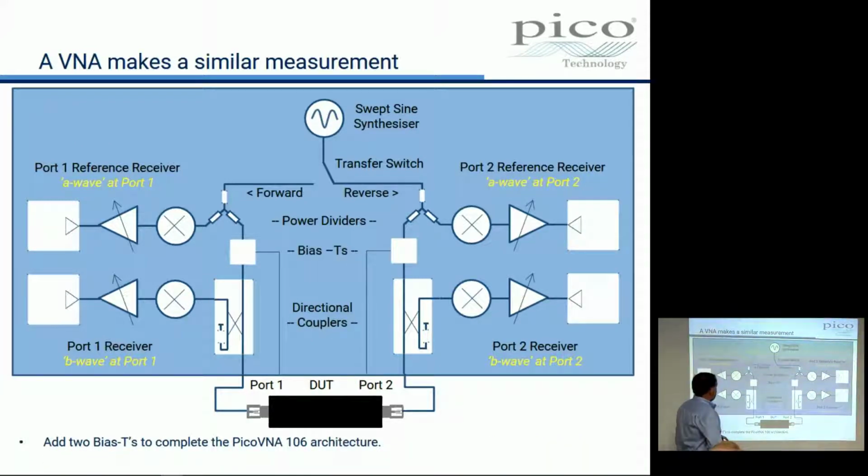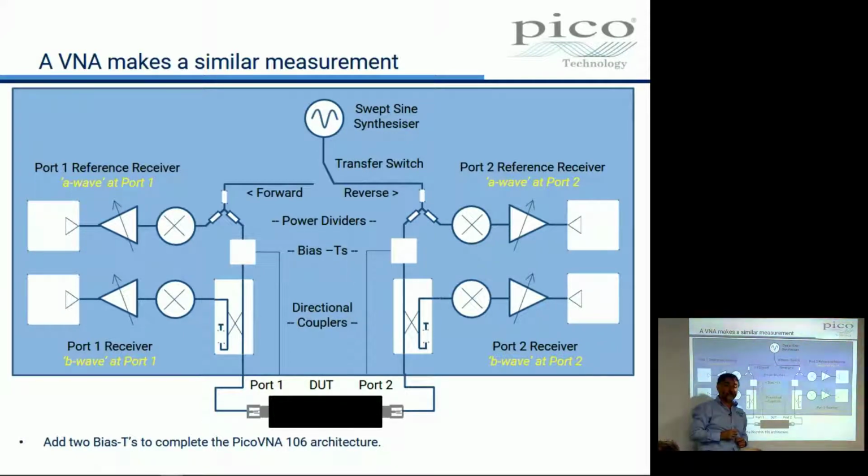I'm just going to add there, I've added a couple of bias T's, and then you've got the full architecture of our scope. Sorry, our VNA. Bias T's, what are they all about? Well, if this DUT was an amplifier, say a transistor on a board, I might have to provide some power to the transistor on the board, and in RF amplifiers you can do that through its output. So I could feed the power to the amplifier through the bias T.